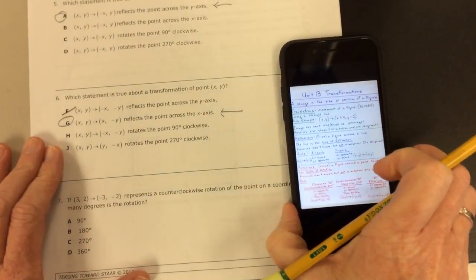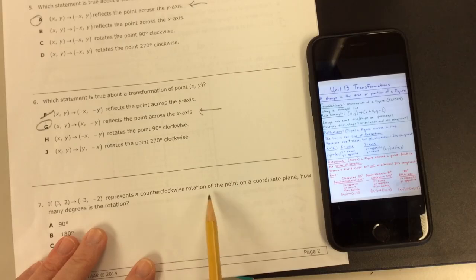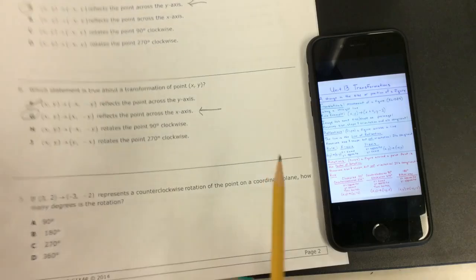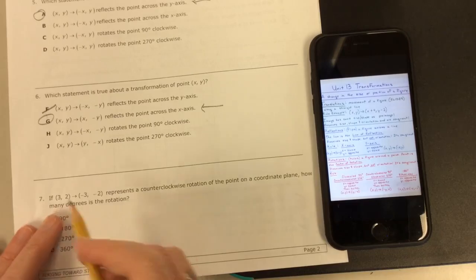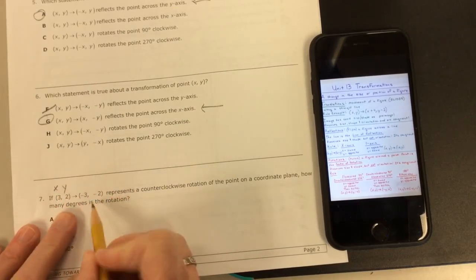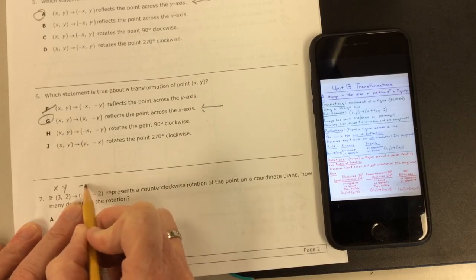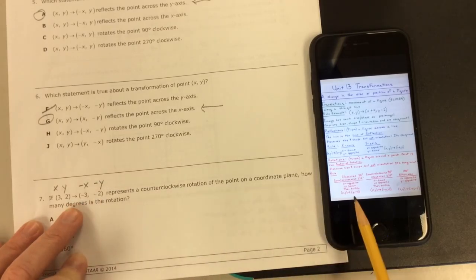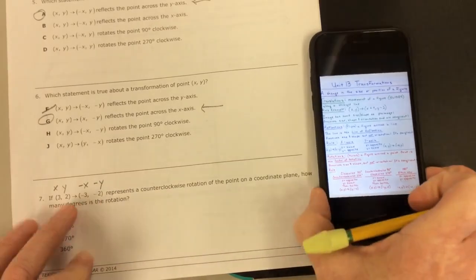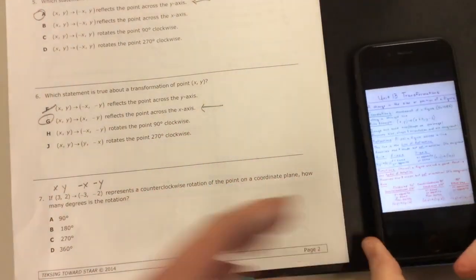Number 7. This represents a counterclockwise rotation of the point. On a coordinate plane, how many degrees is the rotation? Okay, well, this is our x and this is our y. And it looks like our x is going to become negative and our y is going to become negative. Which rotation has a negative for both of them? 180 is a negative for both.